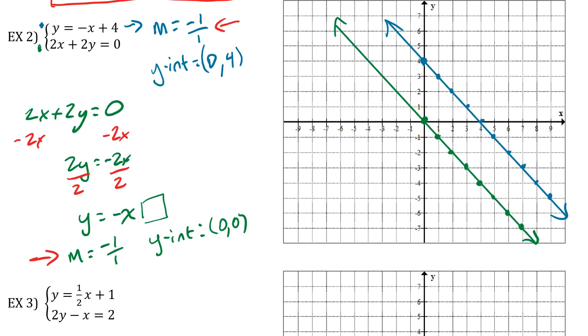But in this case, since they never ever touch, it is going to be no solution. And if it's no solution, we call this inconsistent.